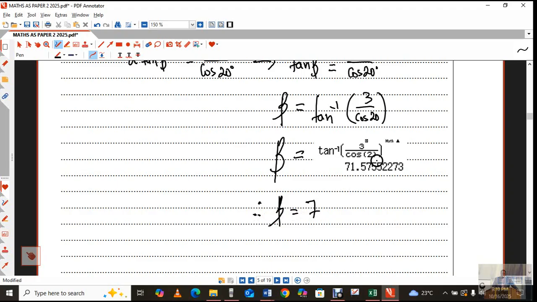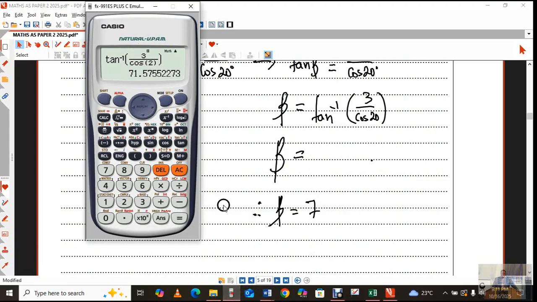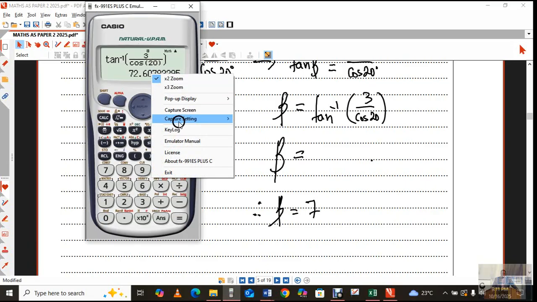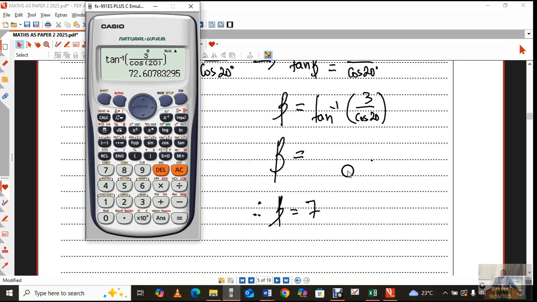Oh, I see, I made a mistake, right? I put a 2 here. So let's go back to our calculator. See, nice thing about having that. I put a 2 there. So just go back and say 20. Okay, right. That is the answer I'm looking for. Let's take that.